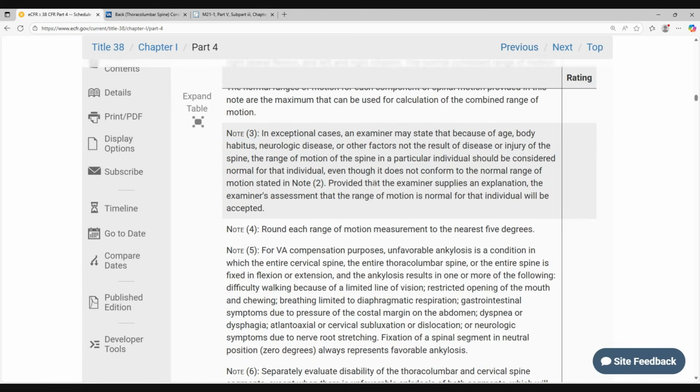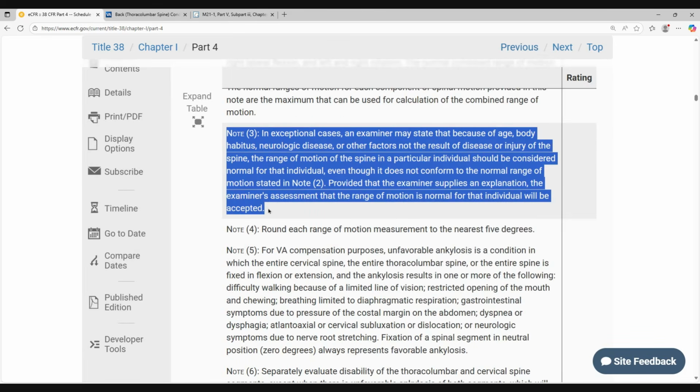And it also applies to private DBQs, because if your examiner accidentally says, oh no, this is normal for his body habitus or whatever, that's going to be something the rater takes into consideration. And note 3 allows us to overrule whatever the range of motion issues are. If you had painful motion, then you would get 10% over 0. But if you didn't have painful motion and you just had impairment of range of motion, and your private examiner accidentally says something like that, then that's going to be something that can be used against you.